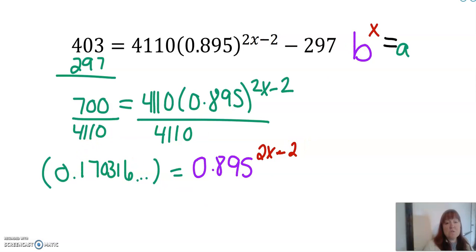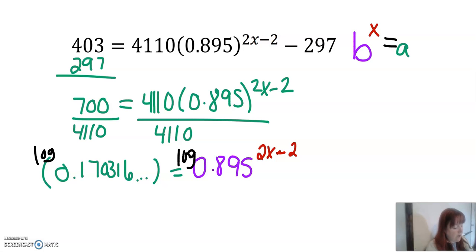Now I can use logs to switch this around. And actually, I think I'm just going to take the log of both sides because I need this to be able to go in a calculator. Now, if I switch this around to be log base 0.895, I don't have a button in my calculator that has a log with that base, right? So let's just take the log of both sides. So we're taking log of this side and log of this side.